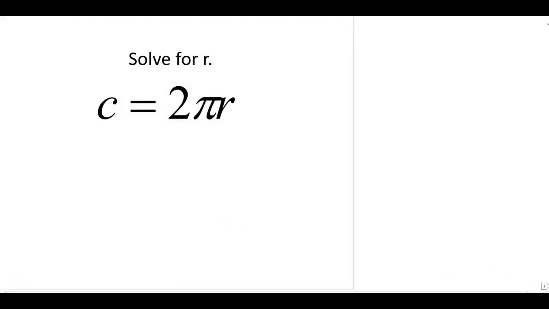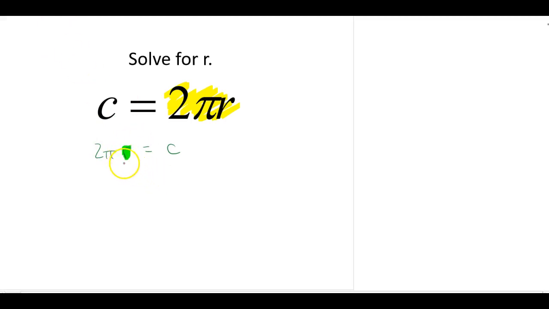So the next example, right? My goal is to solve for r. So the first thing I'm going to do is, r is on the right side, so what I'm going to do is copy that: 2 times pi times r equals c. Now again, my goal is to get r by itself. That's what I want by itself. So I have to get rid of 2 and pi.